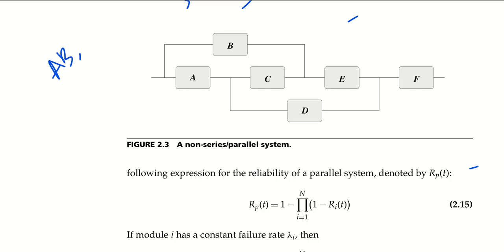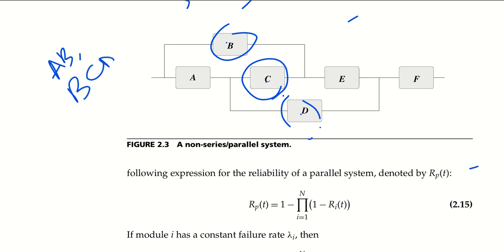The second part: I've done for A. Let's check B. If I remove B, the system can still go through A. So there's no need to write A and B again. So let's check C. If I remove C, the system can go through D or can go through B. But if I remove these three, the system will fail, because there will not be any way to flow from the input to the output. So I can say B, C, D is a minimum cut.